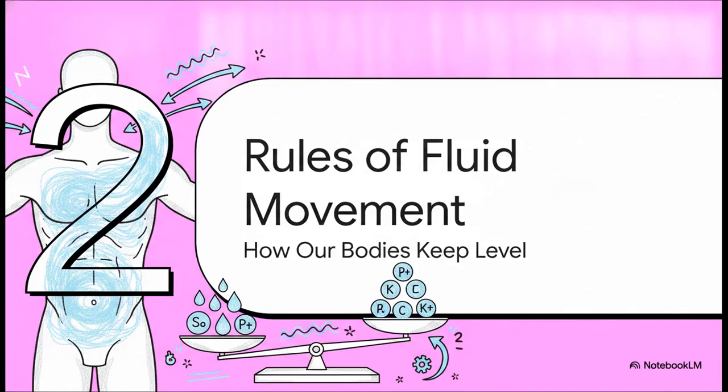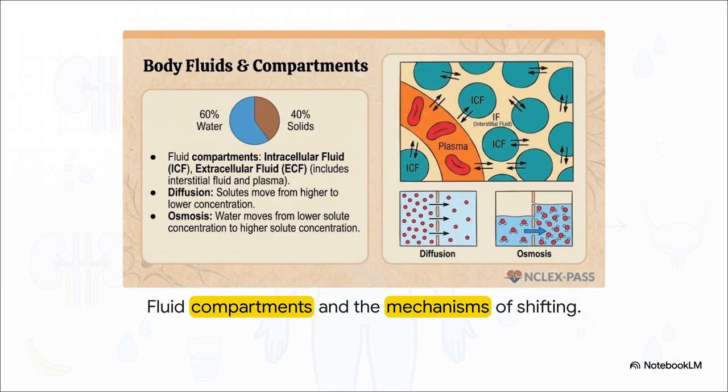Moving on to Section 2, Rules of Fluid Movement. So how does the body actually pull this off? Well, a healthy adult human body is roughly 60% water, but that water isn't just sloshing around randomly inside of us. It is strictly partitioned into compartments. You've got intracellular fluid, that's the fluid packed tightly inside your cells, and extracellular fluid, which is outside the cells, including your blood plasma. And what's really fascinating here is that the particles and the fluids are constantly shifting back and forth across those semi-permeable cell membranes, just desperate to find equilibrium.